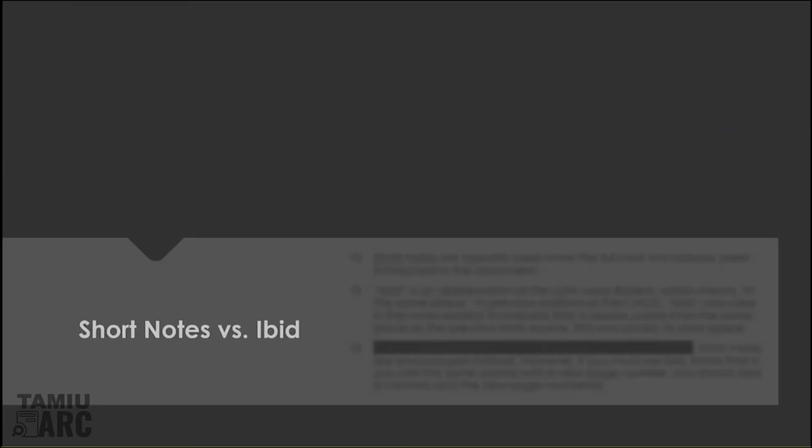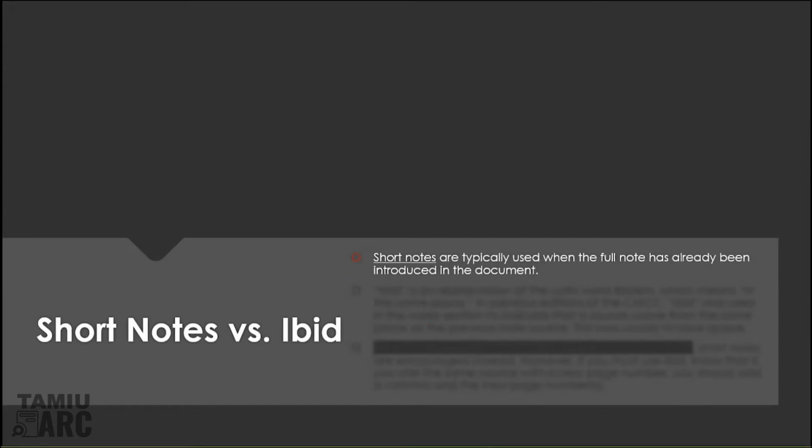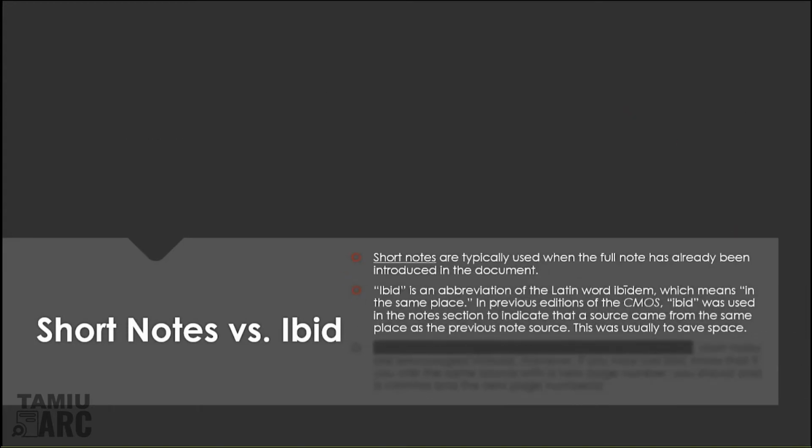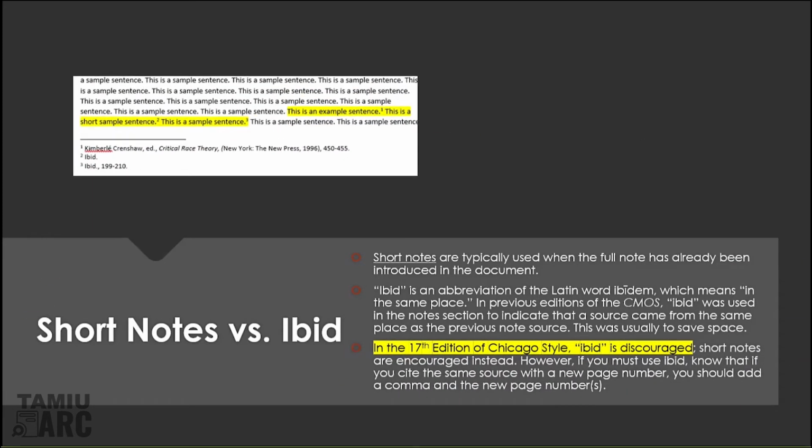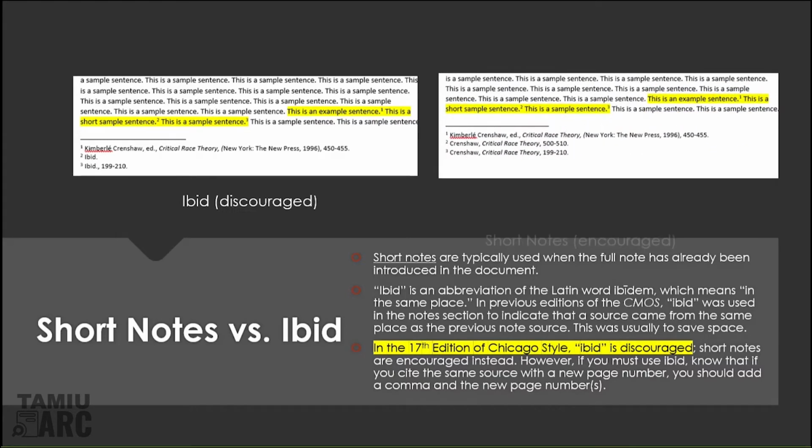Short notes are typically used when the full note has already been introduced in the document. The word ibid is an abbreviation of the Latin word ibidem, which means in the same place. In previous editions of the Chicago Manual of Style, ibid was used in note sections to indicate that a source came from the same place as the previous note source. This was usually done to save space. However, in the 17th edition of Chicago Style, ibid is now discouraged, and short notes are used instead.